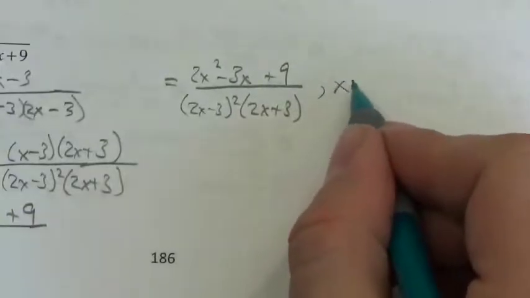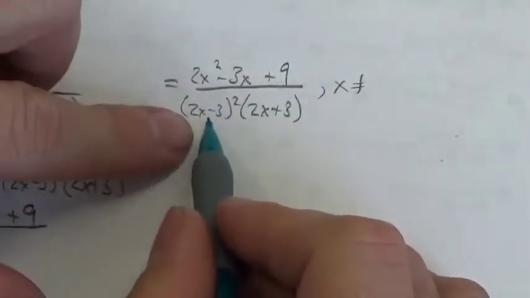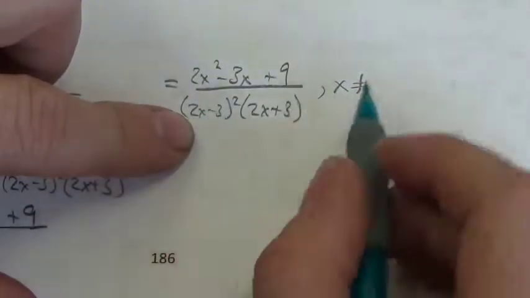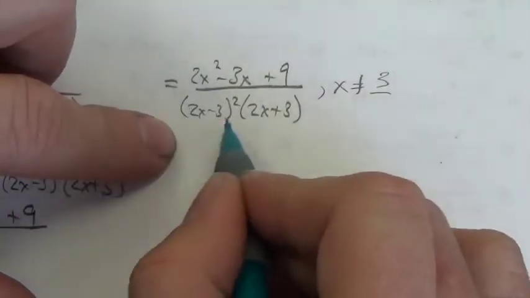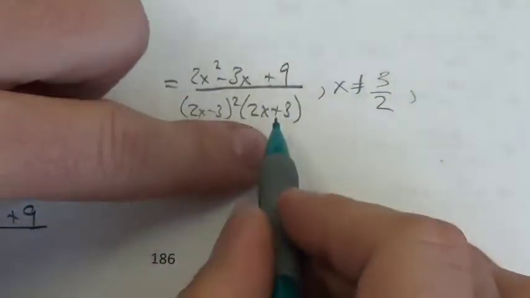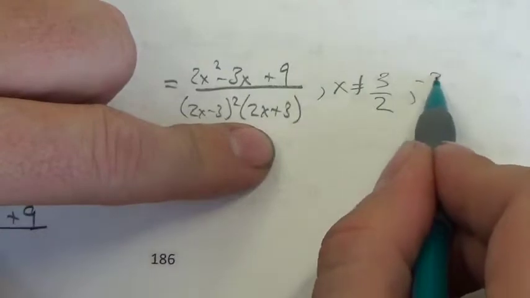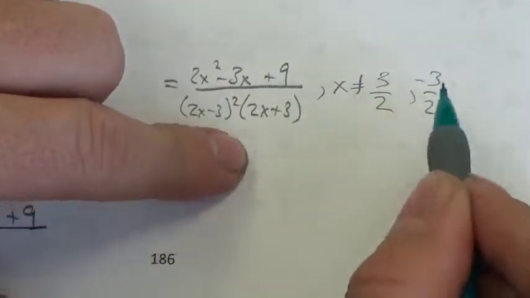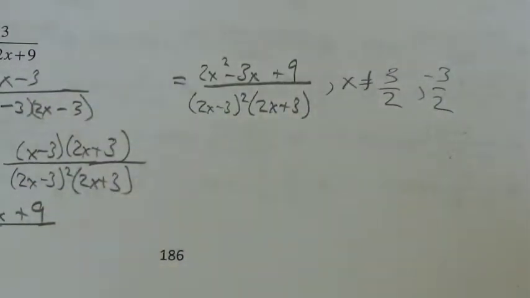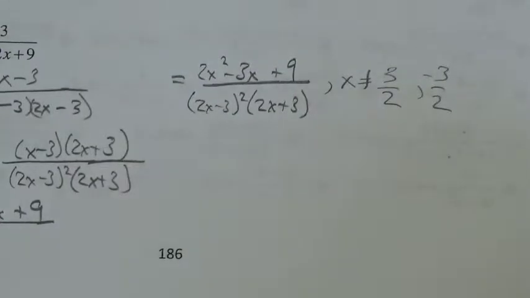So now all I got to do is state the non-permissibles. So x cannot equal... well, remember, if I set this equal to 0, that's going to be 3 divided by 2. Here, this would be negative 3 divided by 2. So those are my two non-permissibles, 3 over 2 and negative 3 over 2. Let's keep going.